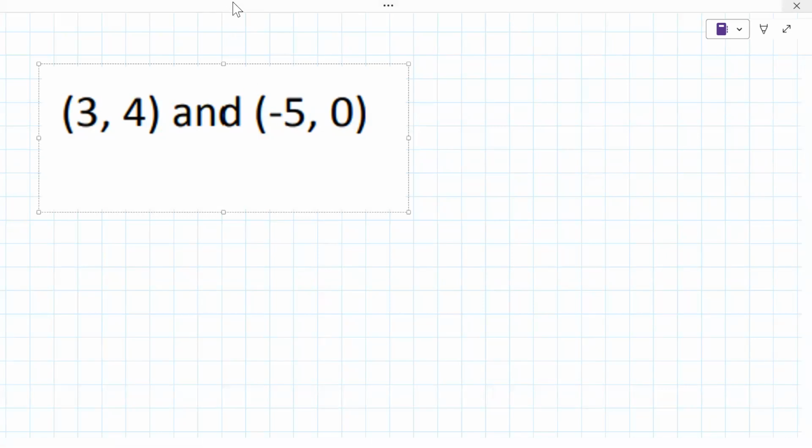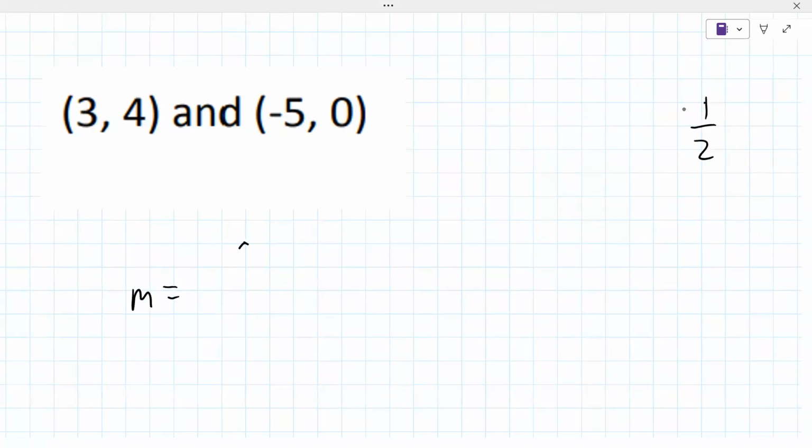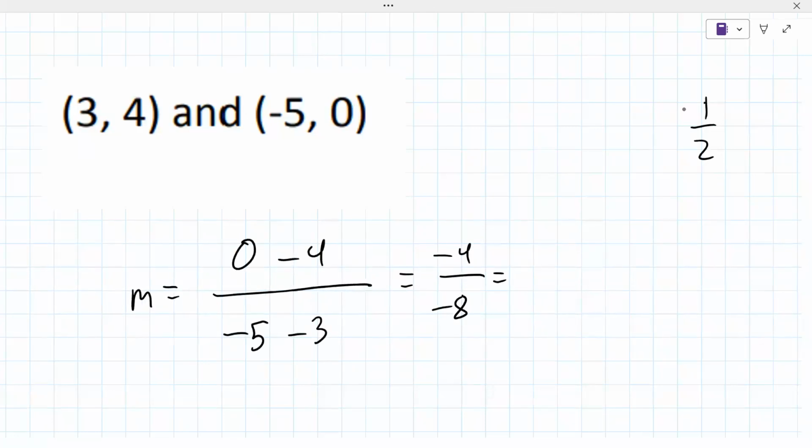It would be 1/2. 1/2. Let's take a look here. So the slope is 0 minus 4 over minus 5 minus 3, which is minus 4 over minus 8, which is 1/2. Good. Did really good. Okay.